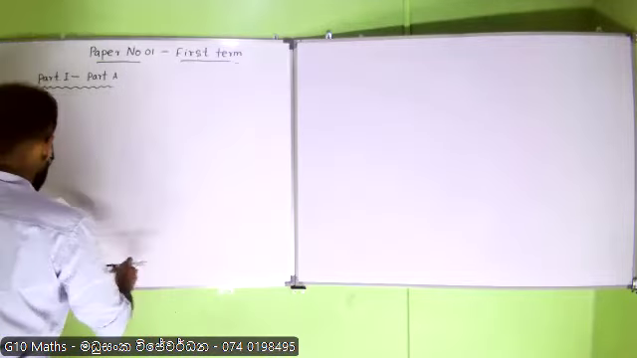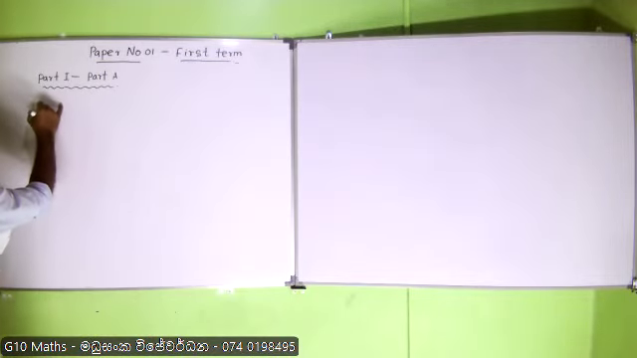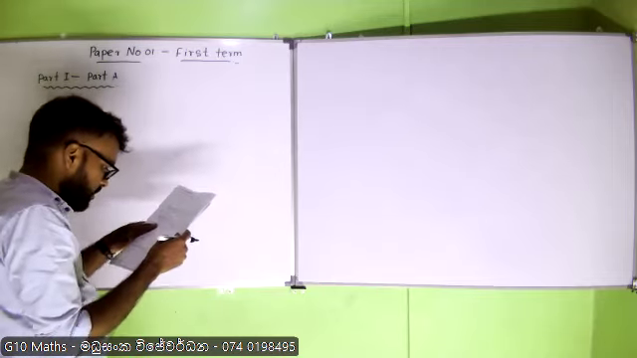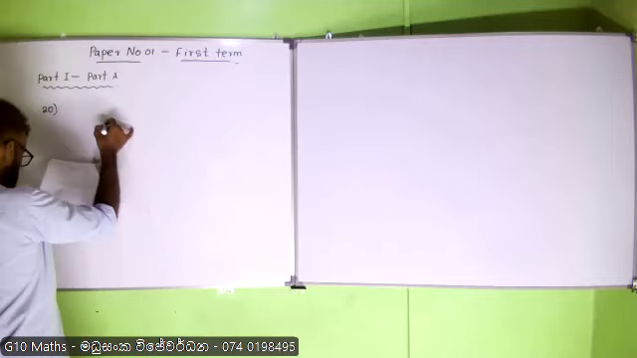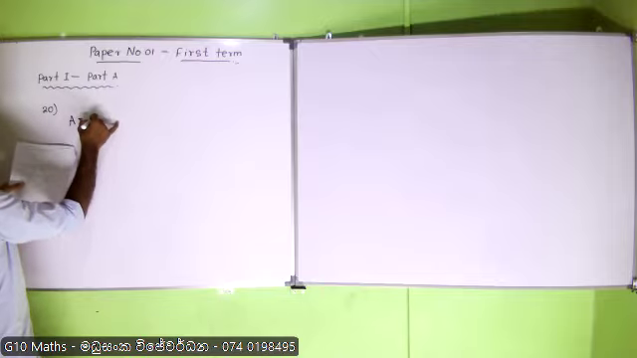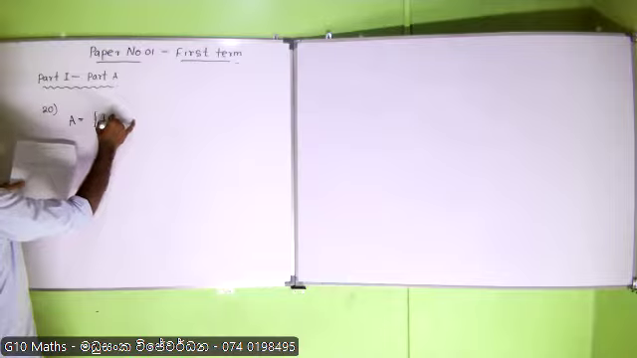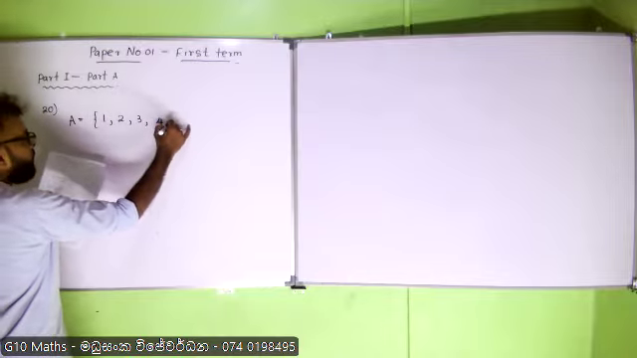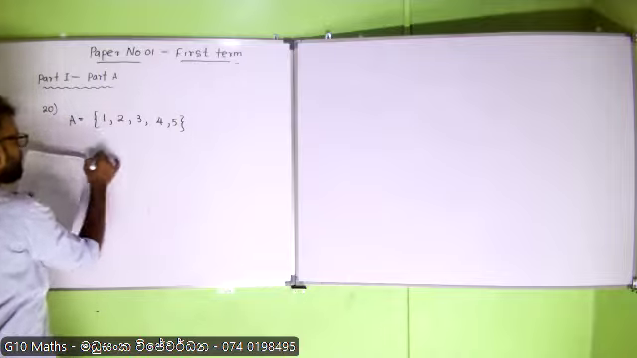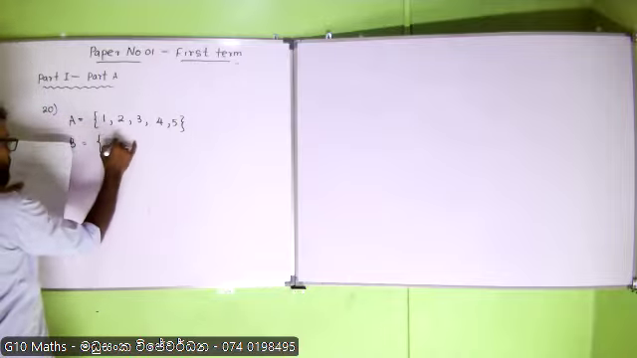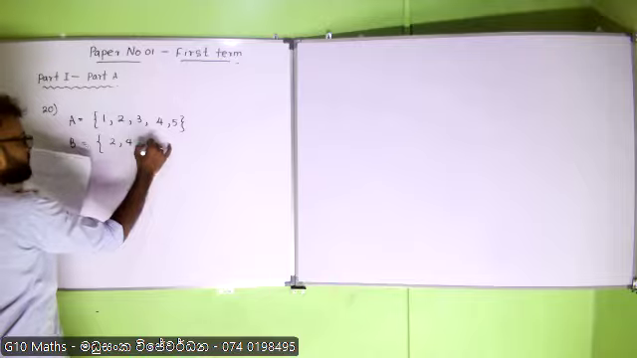So the 20th question. Complete the Venn diagram according to the data given. You have the set A: 1, 2, 3, 4, 5. The set B: 2, 4, 6, 8.